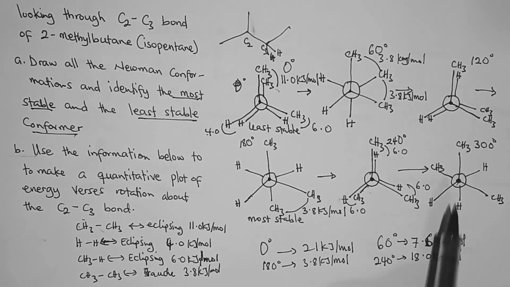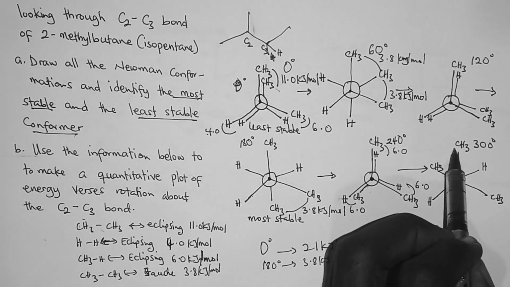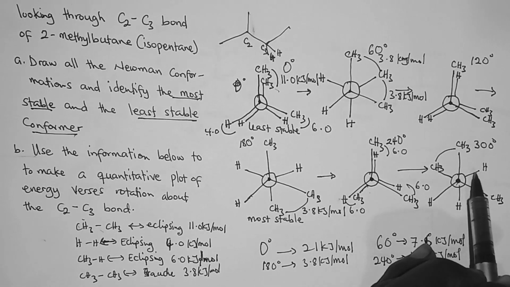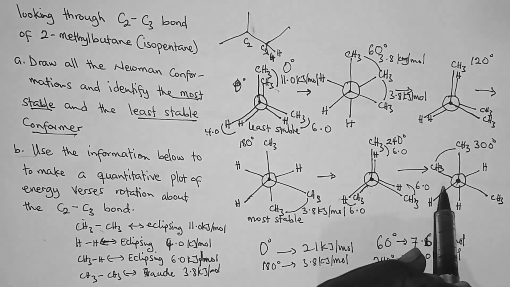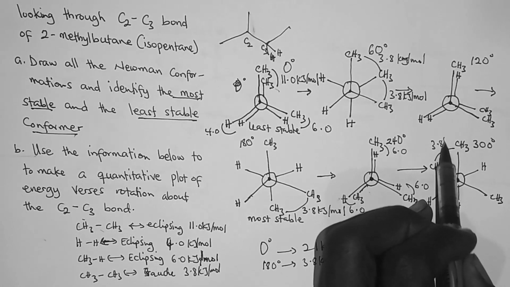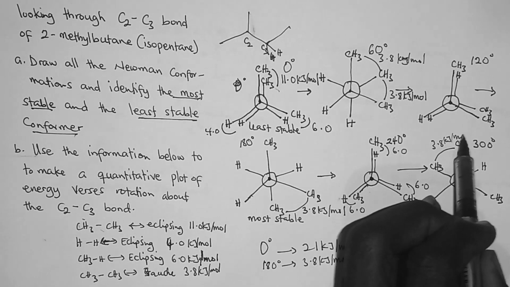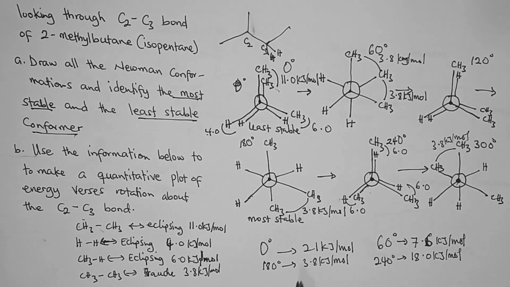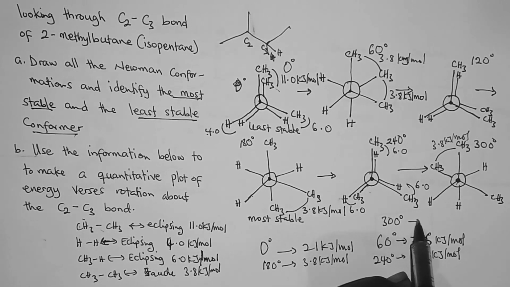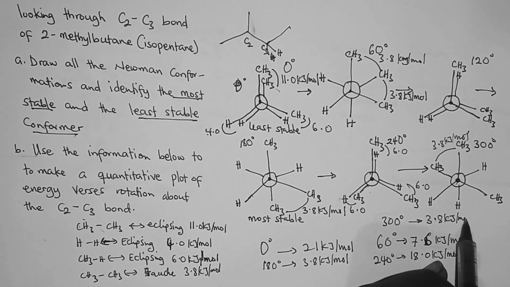And then let's come to this side, which is the 300 degree rotation. So for the 300 angle, you can see that we only have this CH3 and this CH3 gauche relationship, which is 3.8 kilojoules per mole. So for 300 degrees, let me write it on top here. So 300 degrees corresponds to 3.8 kilojoules per mole.